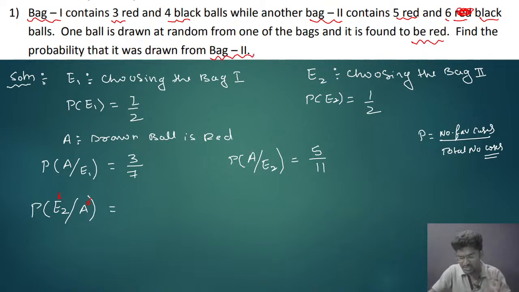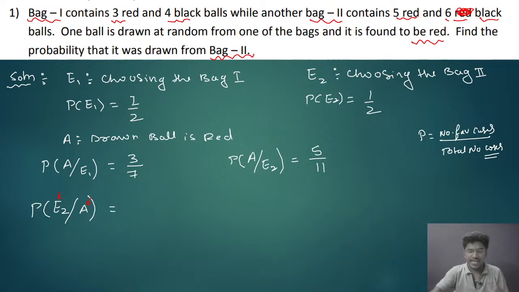There are 2 bags. In the first bag there are 3 red, 4 black. In bag 2 there are 5 red, 6 black. They have already taken one ball out of the bag and it is red. That is already over. Now they are asking us to calculate that it is from bag 2.